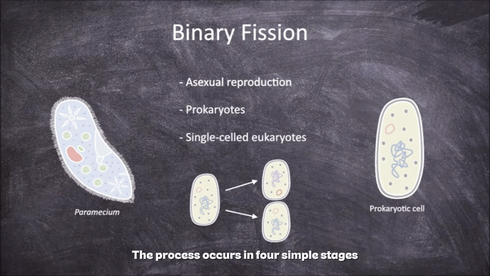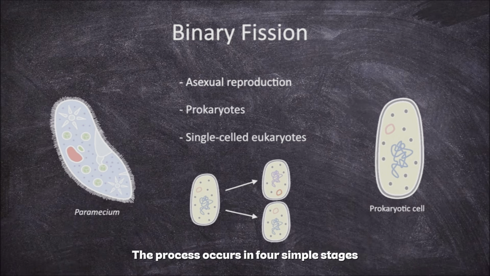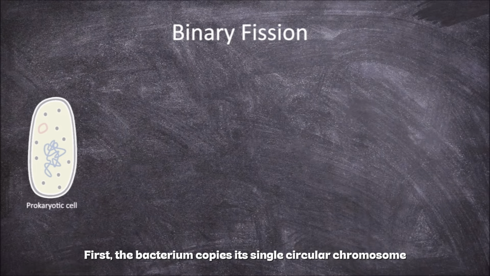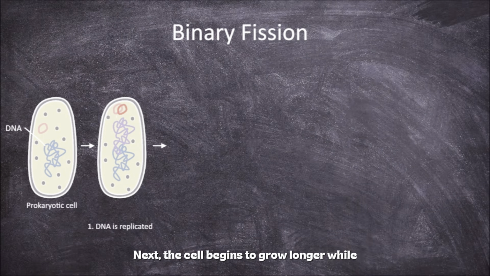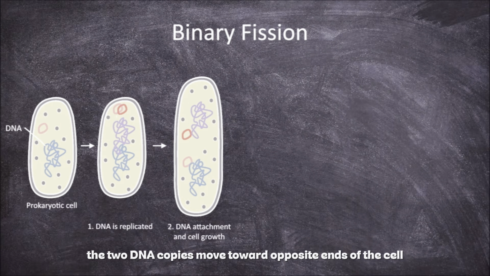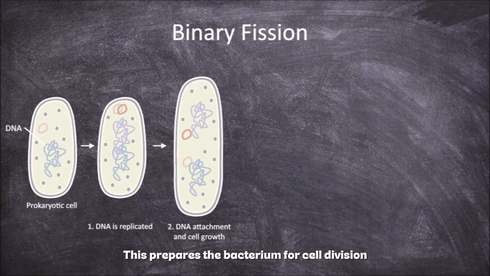The process occurs in 4 simple stages. First, the bacterium copies its single circular chromosome. This ensures that each future daughter cell receives an identical copy of the genetic material. Next, the cell begins to grow longer while the 2 DNA copies move toward opposite ends of the cell. This prepares the bacterium for cell division.